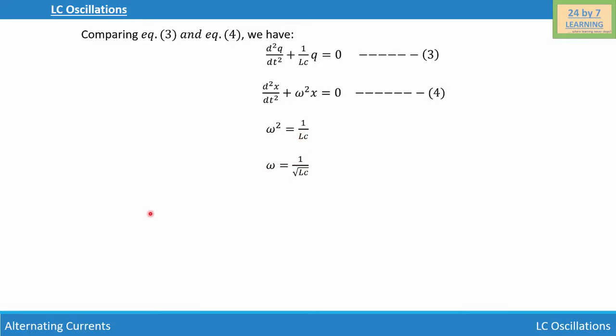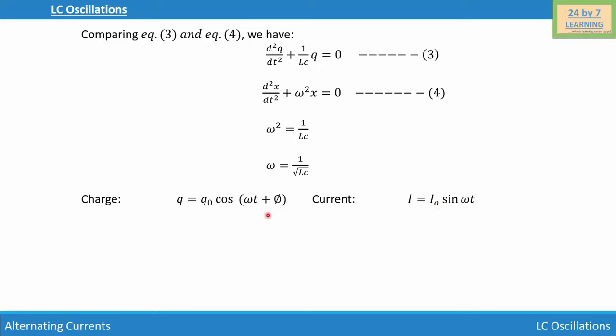Now we know that charge Q is equal to Q0 cosine omega t plus phi, and the current I is equal to I0 sine omega t, where Q0 is the peak value of electric charge, I0 is the peak value of electric current, and phi is the phase angle.